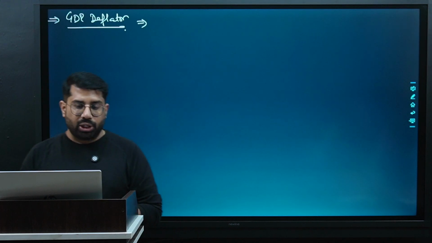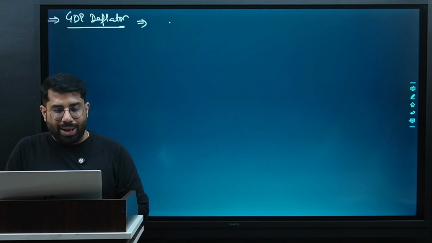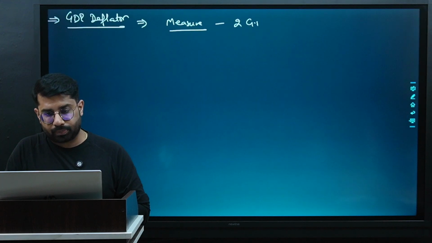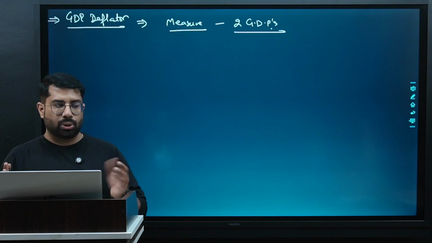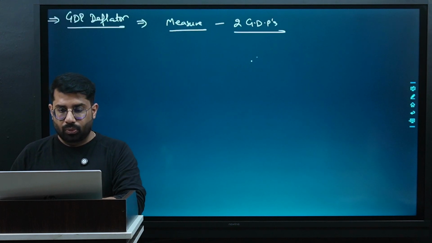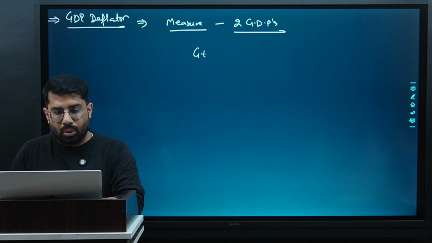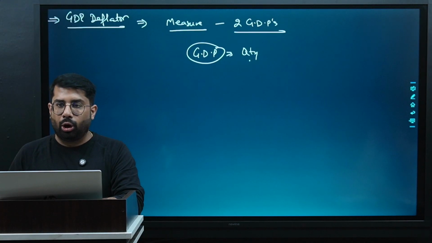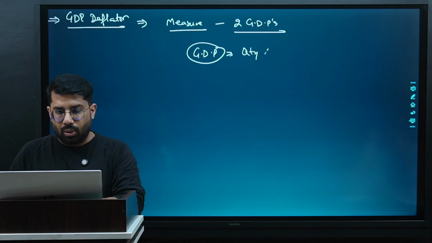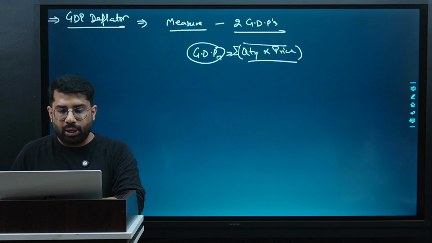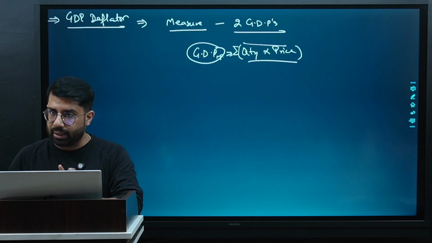But to calculate GDP deflator, we have to measure two types of GDPs. Now just pay attention on the screen for some time, please. What do we do? How do we measure GDP? Basically, whatever quantity of final goods has been produced into the price of each commodity, we get the market value, we sum it up, and then we get the value of GDP at MP. Yes or no? Correct?